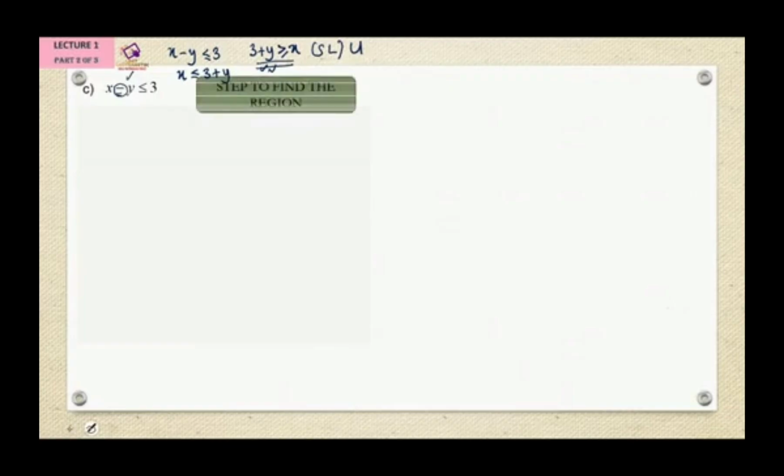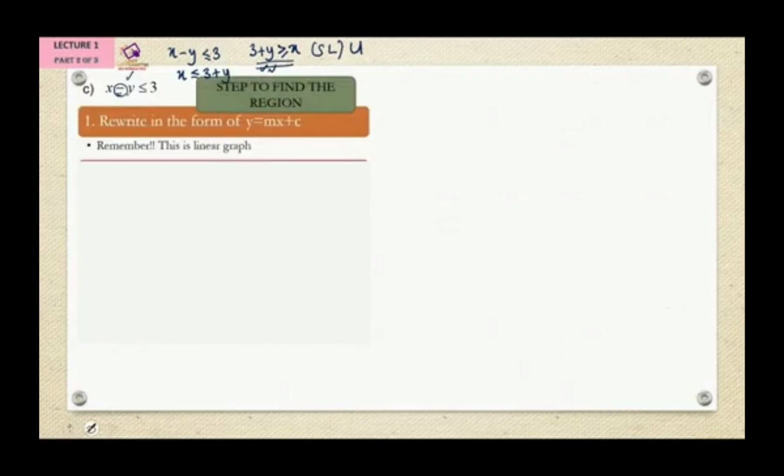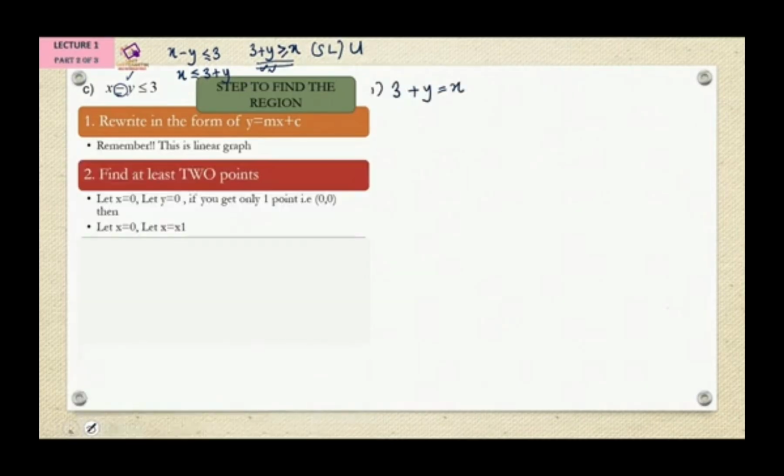After that, let's look at the steps. First step, we need to write in the form of y equals mx plus c. So here we will write 3 plus y equals x. Then the second step, we need to find at least 2 points. Here we let x equal 0, so 3 plus y equals 0, y equals negative 3.